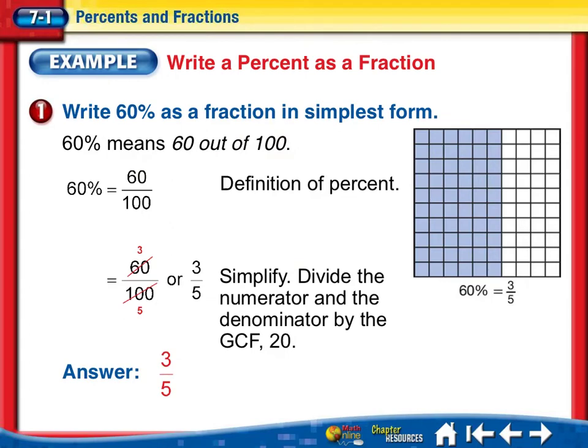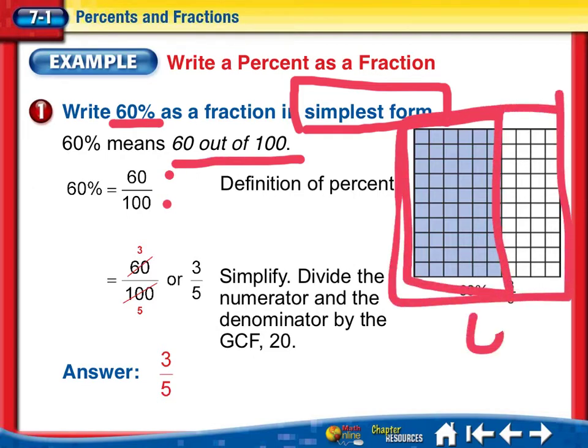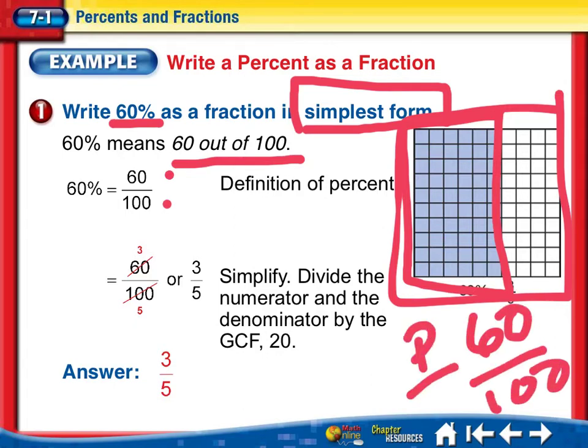All right, let's look at this example of how to write a percent as a fraction. We're going to look at writing 60% as a fraction, and here's the really important thing: in simplest form. Remember to do that. So 60% means 60 out of 100. We write that as 60 out of 100. Okay, this is how it looks as the model. You'll notice that we have 60 blue boxes shaded out of the full 100. That is 60 out of 100. It's the same as part out of whole.